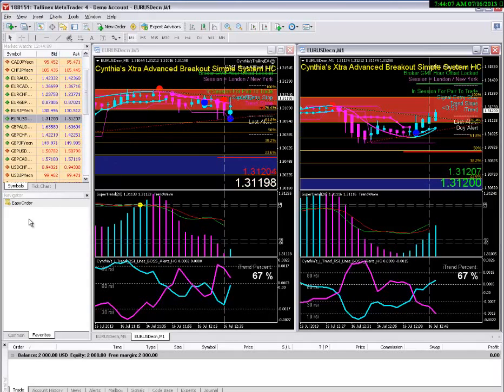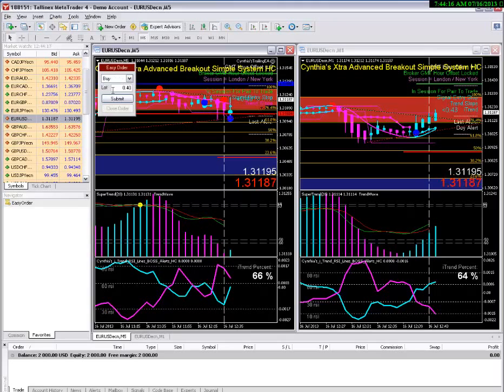So we're going to pretend we're going to place an order. Actually, I might place an order. Pull the easy order over. Select buy or sell. We know we're going to go long. Here's my lot size. If I right mouse click, I can change it to risk base if I want.